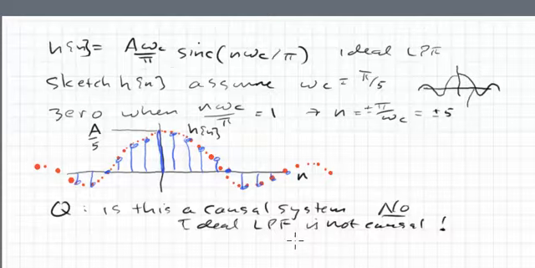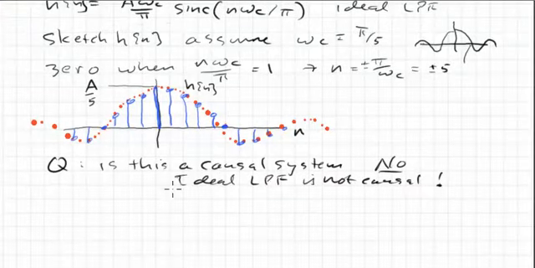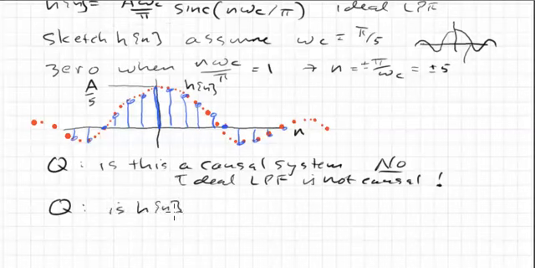Well, we should have suspected this, because whenever you're asked to do anything ideal, you're going to get a result that's not realizable. What else? Another question. Just since we're just learning this stuff, is h of n periodic?